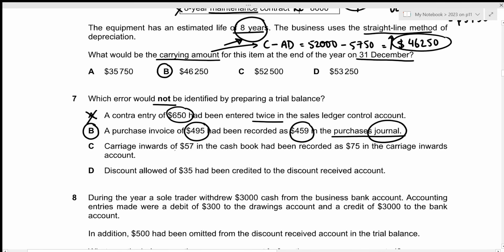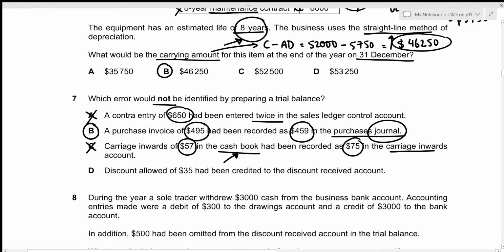For the third option, carriage inwards of 57 in the cash book, which is again the book of prime entry, had been recorded as 75 in the carriage inwards account. So it had been recorded correctly within our original entry, but there was an error while making the entry within our carriage inwards account, which means that this is an error of transposition, which will again be easily identified by preparing a trial balance. So this is not the answer we're looking for.